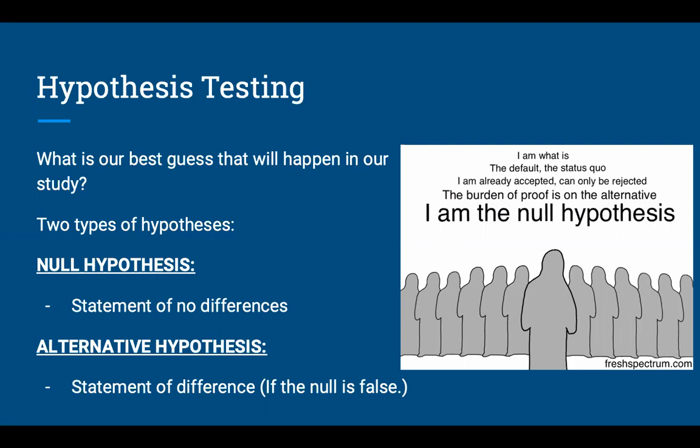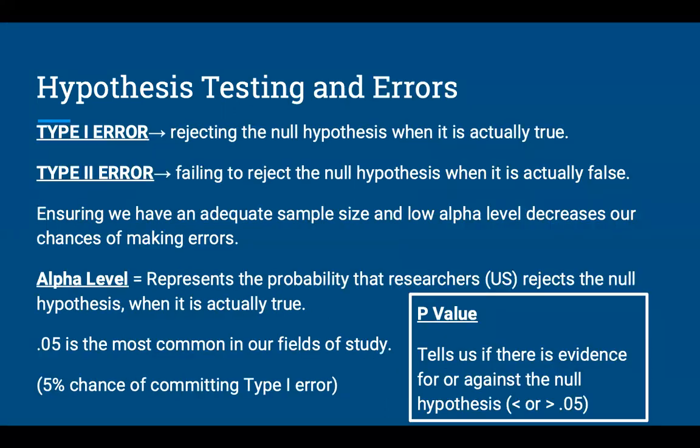Now, on the contrary, we've got the alternative hypothesis. This is where we have a statement of differences if the null is false. This could be in a more positive way. This could be in a more negative way. When it comes down to it, it is different from the null hypothesis.